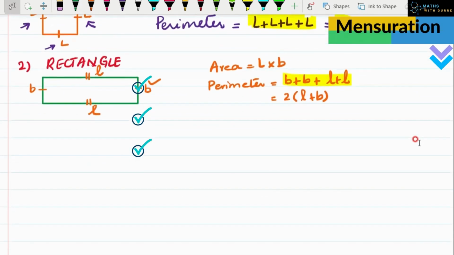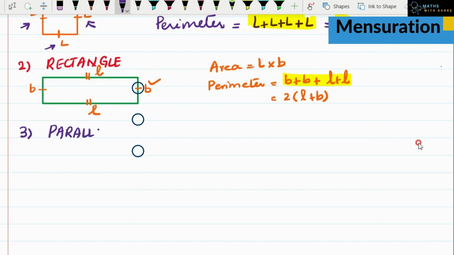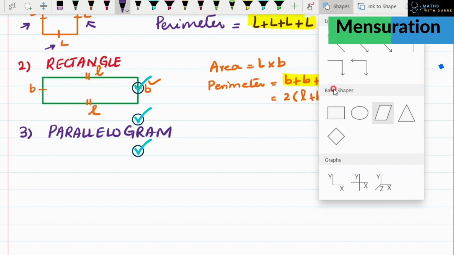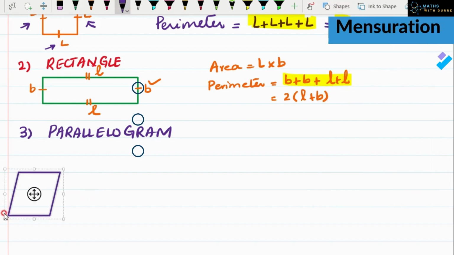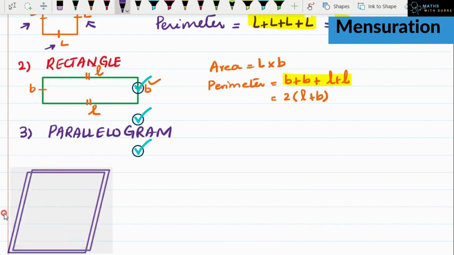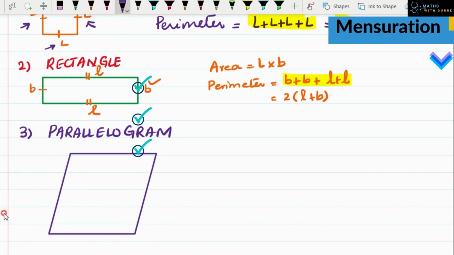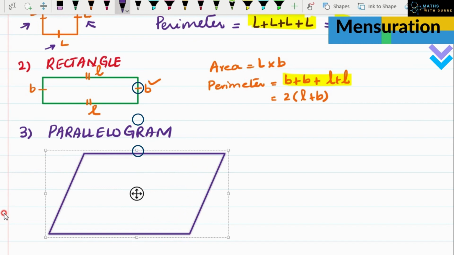Okay, let's find the area and perimeter of a parallelogram. Okay, it's not difficult, it's very easy. Just look at the shape first. This shape just looks like this. Let me broaden it one minute. Okay, now perfect.